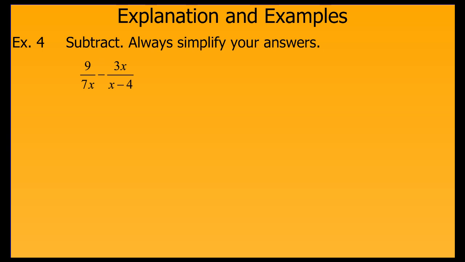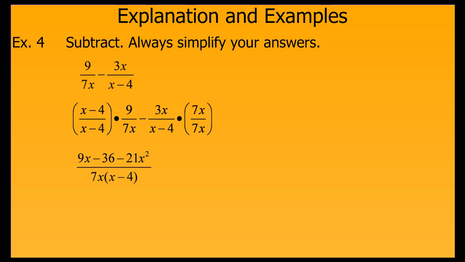Let's try another subtraction example, this time with unlike denominators. My common denominator in this case is going to be 7x times the quantity x minus 4 because those two things have no factors in common. So I'm going to need to multiply the first fraction by the quantity x minus 4 over x minus 4 to get that common denominator, and my second fraction by 7x over 7x to get my common denominator.